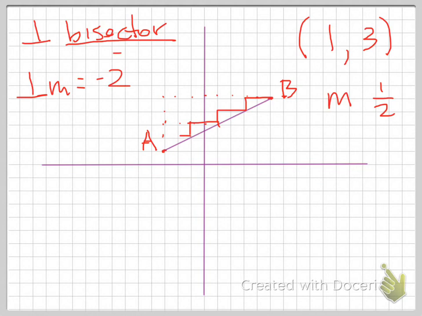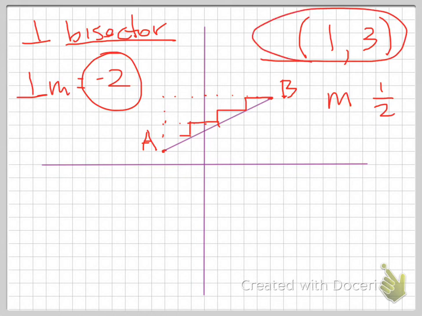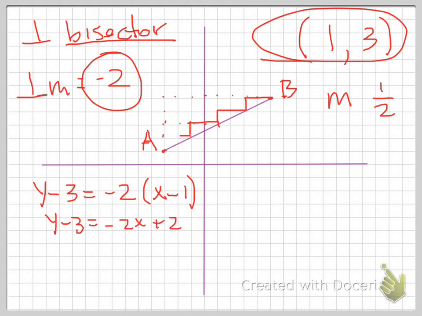And so now I'm going to use my perpendicular slope and my midpoint. So y minus the y coordinate equals the slope I'm interested in times x minus the x coordinate. So y minus 3 equals negative 2 times x plus 2. Add 3 to both sides, and y equals negative 2x plus 5. So if I were to graph that line, it would be the perpendicular bisector of segment AB.